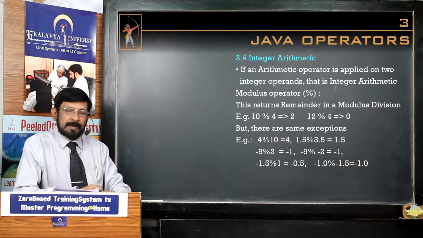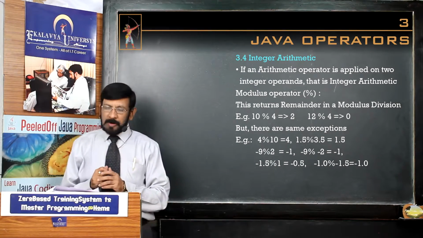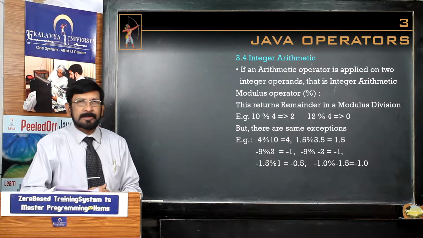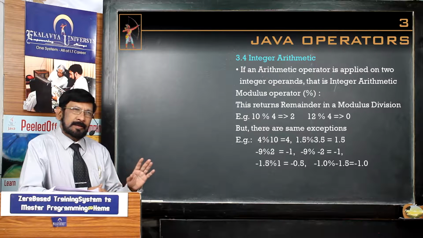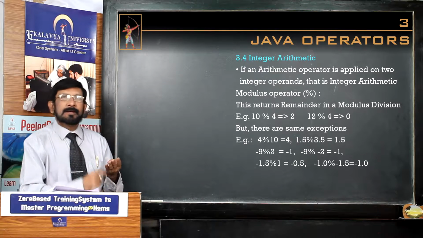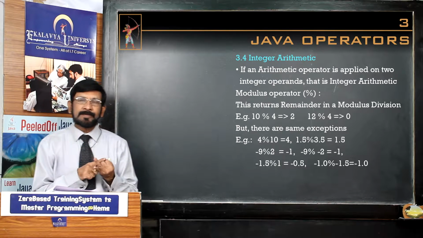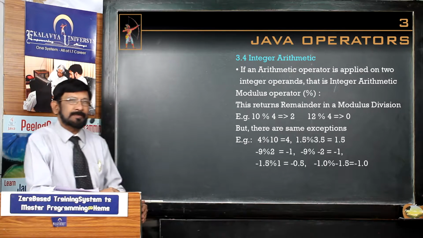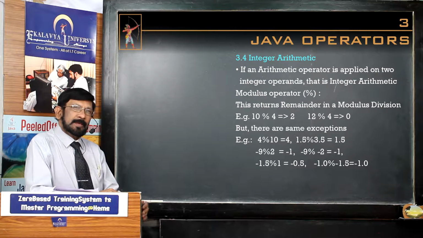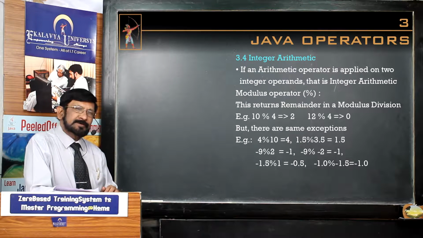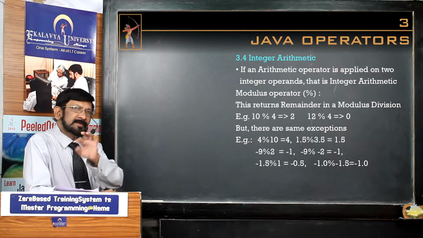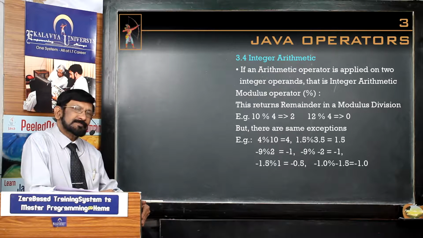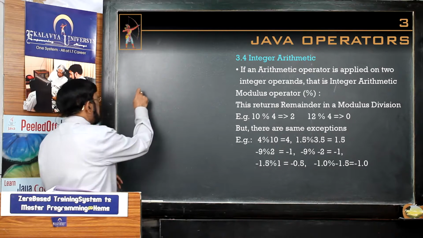Hello friends. Now let us take up concept number 3.4, integer arithmetic. In the previous concept, I introduced 5 arithmetic operators. They are plus, minus, multiplication, division and modulus. If we perform any of these 5 operations on two integer type operands, the result is integer whether it is correct or not. That point you have to carefully understand.